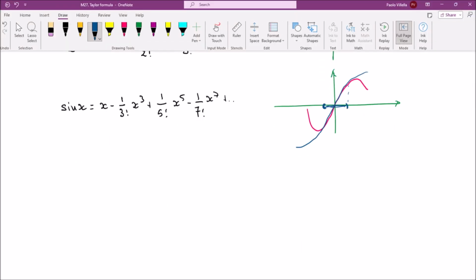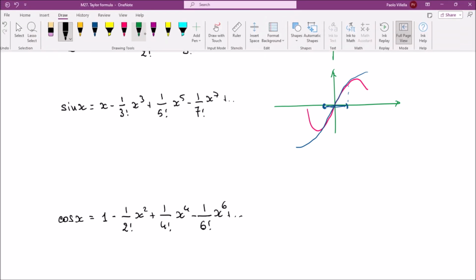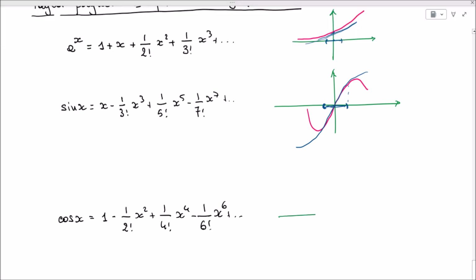Next function is the cosine of x, that becomes 1 minus 1 over 2 factorial x to the square plus 1 over 4 factorial x to the fourth minus 1 over 6 factorial x to the sixth, and so on and so forth. So you see that the sine of x polynomial contains only odd powers of x, and instead the cosine of x contains only even powers of x.